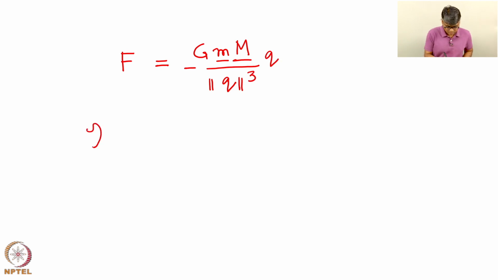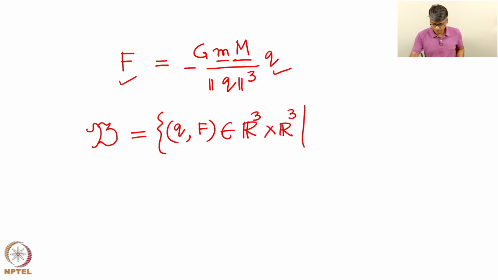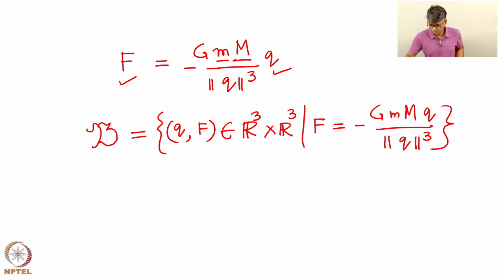So therefore, in this case, the behavior, you see, not all possible pairs of three-tuples of real numbers is allowed by the system. What is allowed? Only those Q and F will be allowed such that they satisfy this equation. Okay, so that's the behavior of the system. All right.